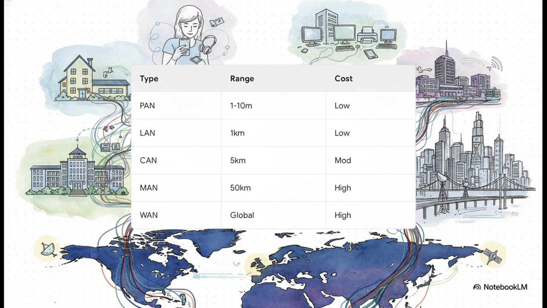It scales all the way from a PAN, or personal area network, covering just a few feet, right up through local and metropolitan networks for campuses and entire cities. And finally, we reach the WAN, the wide area network. This is global, it's public, it is incredibly expensive and extremely difficult to maintain because you are literally connecting entire countries. The rule of thumb here is simple: distance directly correlates with hardware complexity.